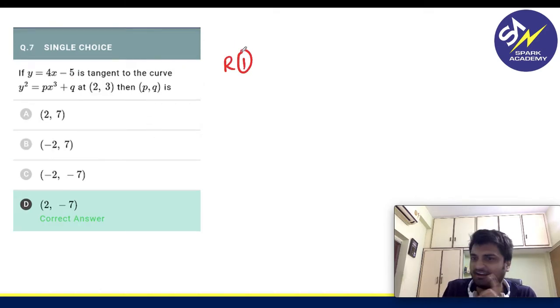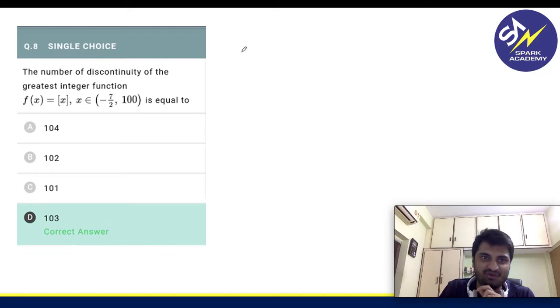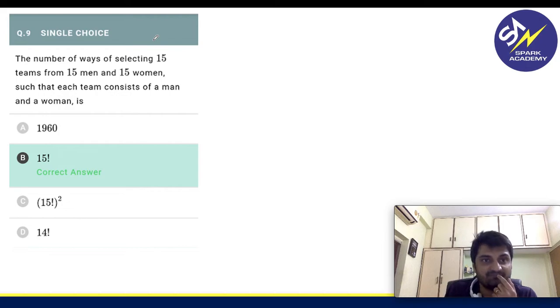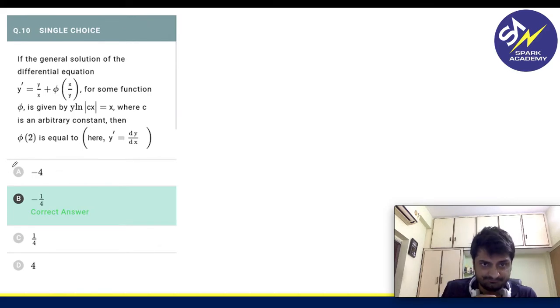Tangent question, favorite question, seen it many times. So I will do it round one. The number of discontinuities, whatever are not satisfying continuity, is discontinuous. So I will do it round two. Number of ways of selecting 15 teams from 15 men and 15 women such that a team contains one man and one woman. So probably round two, we have permutations and combinations. If you find it tricky, keep it as round two.